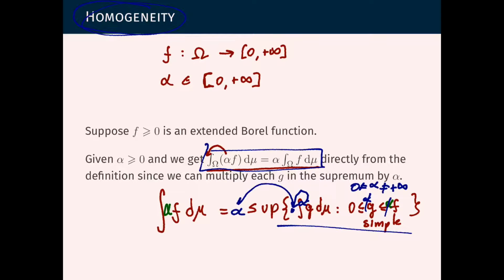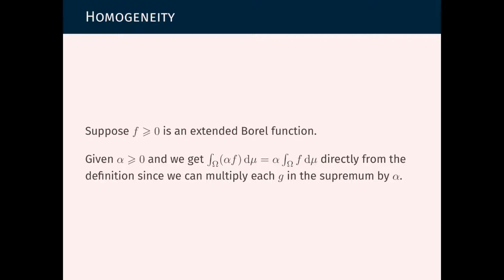This is for alpha not 0 and not infinite. Now the case when alpha equals 0, there's not much to prove. This function is 0 for every omega. The integral of 0 is 0. And this will be 0 times whatever number we get here. This is still 0.